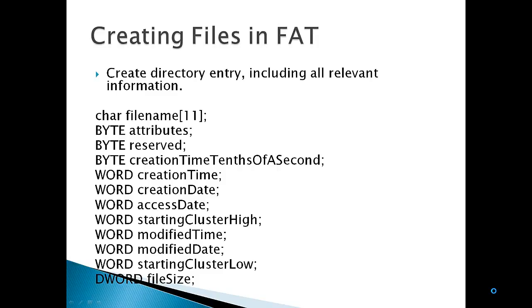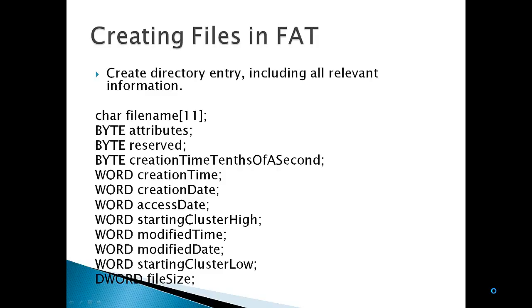11 bytes for the file name, the attributes which indicate things such as hidden or system or archived, a reserve byte, and then we have the dates and times. Creation date and time comes first. It's 1 byte and 2 words. Access date, a single word.